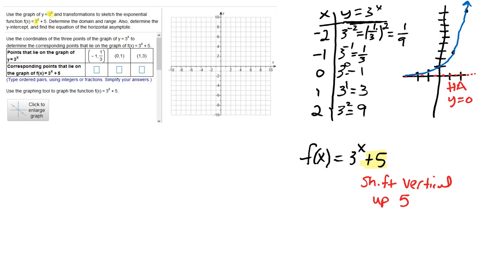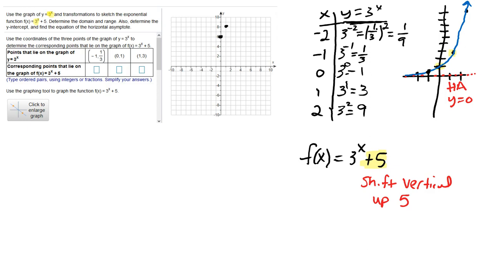So instead of crossing at 0, 1, we're going to shift that up 5 to being at 6. This point right here, which is 1, 3, will go up 5 to be at 1, 8. I'm sorry, is that right? 3 plus 5 is 8. Okay, and then on the other side, we have this point right here, which is at -1, 1/3.